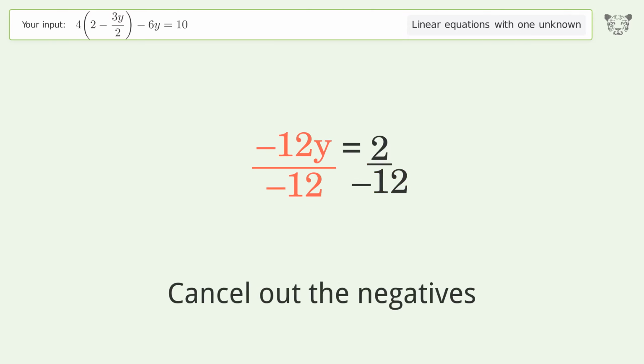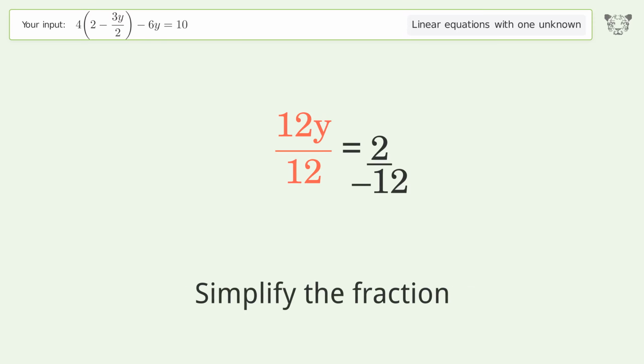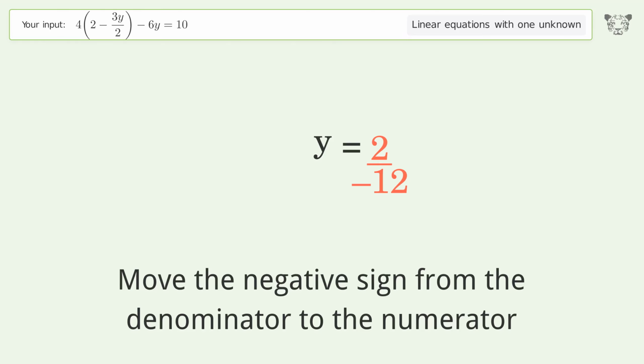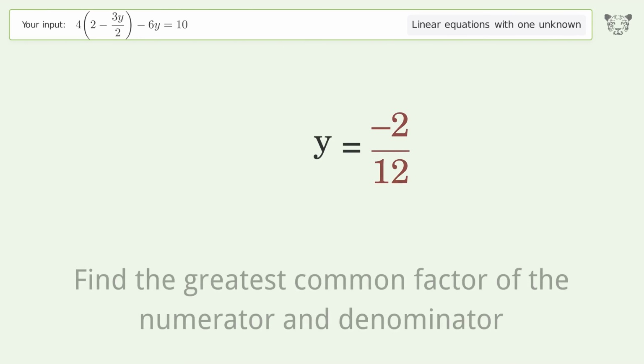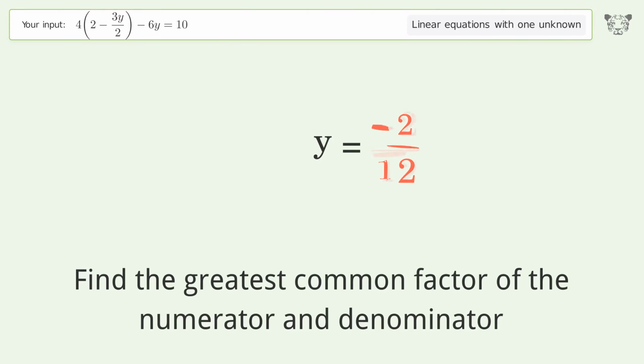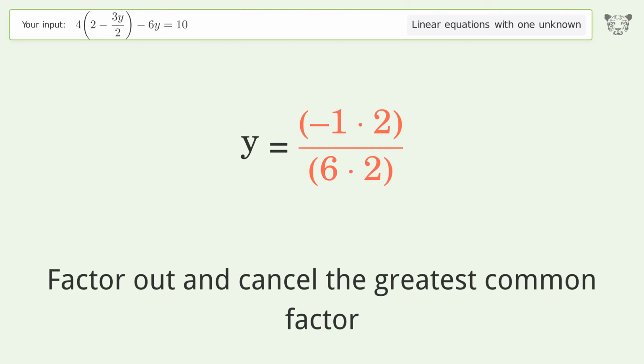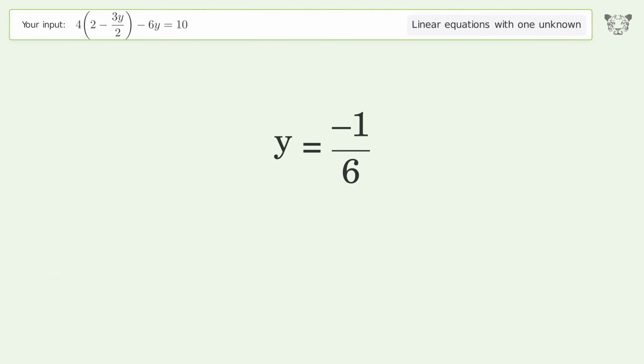Cancel out the negatives. Simplify the fraction. Move the negative sign from the denominator to the numerator. Find the greatest common factor of the numerator and denominator. Factor out and cancel the greatest common factor. And so the final result is y equals -1/6.